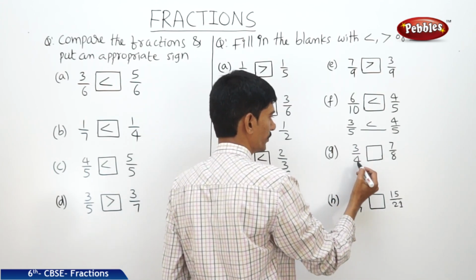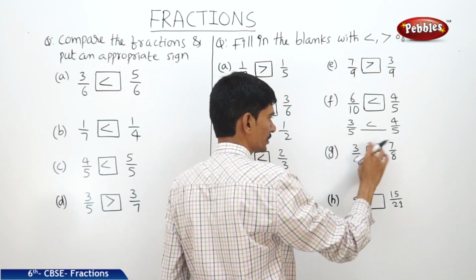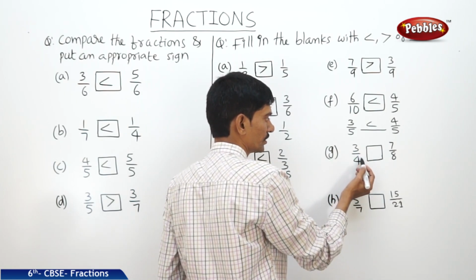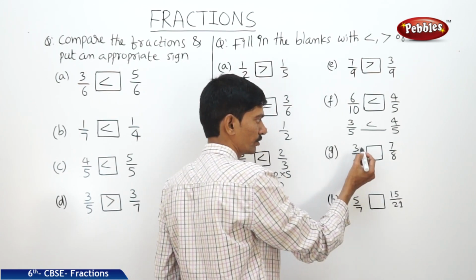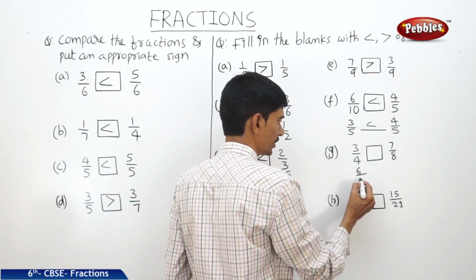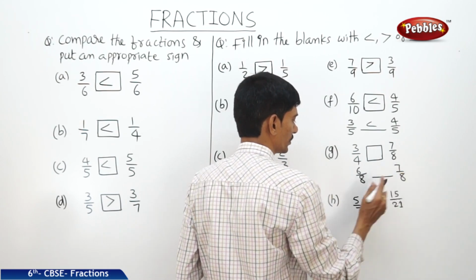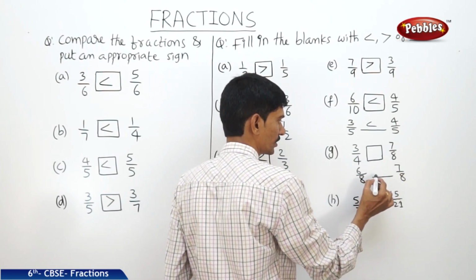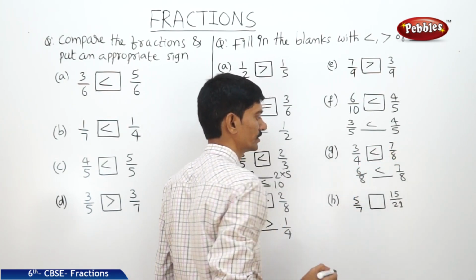Next, 3 by 4 dash 7 by 8. Here the denominators are not equal. So we can write the equivalent fraction of 3 by 4 with the denominator 8. Multiply both numerator and denominator by 2. 3 2s are 6, 4 2s are 8, so 6 by 8 dash 7 by 8. Now the denominators are equal. 6 is less than 7, so 6 by 8 is less than 7 by 8. So 3 by 4 is less than 7 by 8.